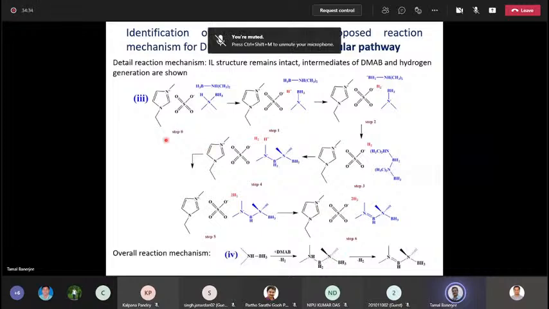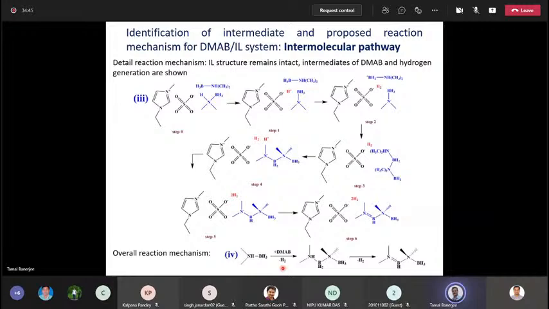If I take out all the ionic liquid structure, the overall reaction mechanism is something like this. You have a starting material and another DMAB molecule, which releases one mole of hydrogen and becomes this, then again releases another hydrogen, and finally reaches this molecule. This is the way you have the evolution of hydrogen.